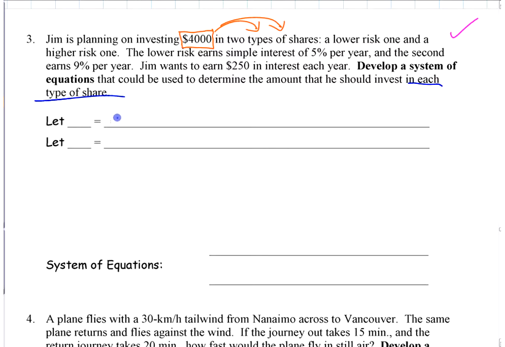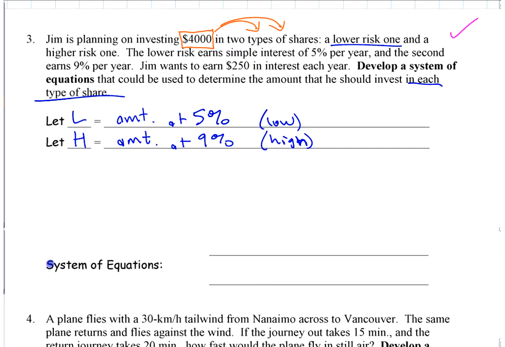So what are we going to call these 2 things? Some is whatever we're putting in the lower risk one. Amount at 5%. These are very nice interest rates in today's world. Amount at 5%, amount at 9%. This is the low risk one. This is the high risk one, right? High interest rate, high risk means you might lose money in the end. What variables would make sense there? Or you can just use X and Y if you want. You can say L for low risk, H for high risk, or X and Y or whatever, it doesn't matter, right?